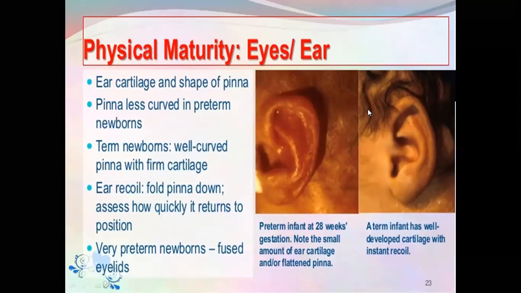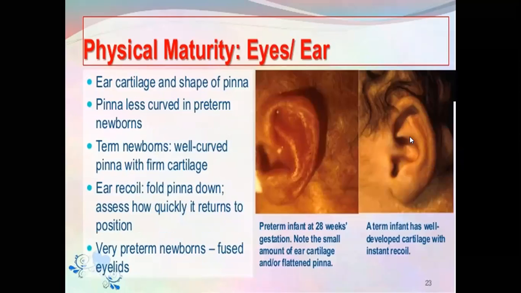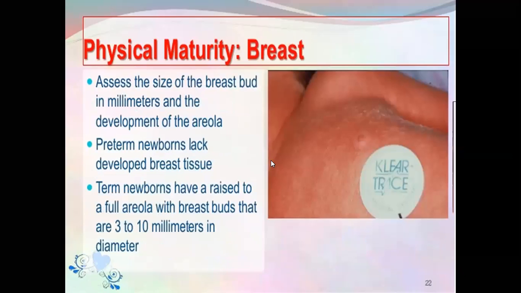The next one, ears. The term babies have well-formed ears, and there is something called ear recoil. So what is this? Fold the pinna down. Assess how quickly it returns back to its position. In case of normal, there is an instant recoil. But in case of preterm, they have a delayed recoiling and the pinna is also not well formed. And for postterm, they have a thick pinna with cartilage.